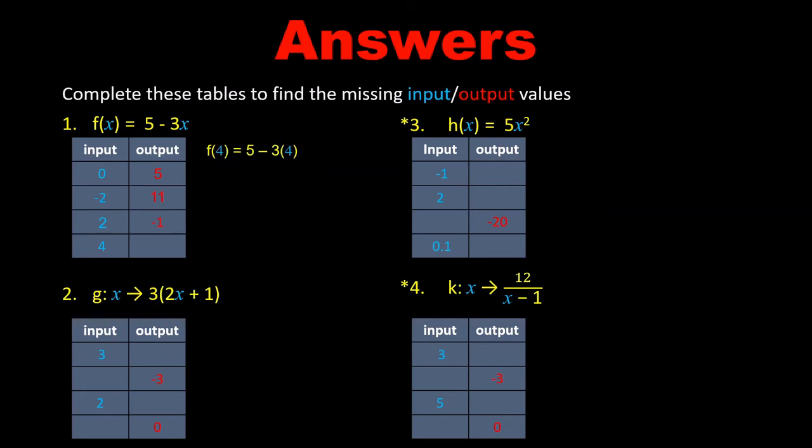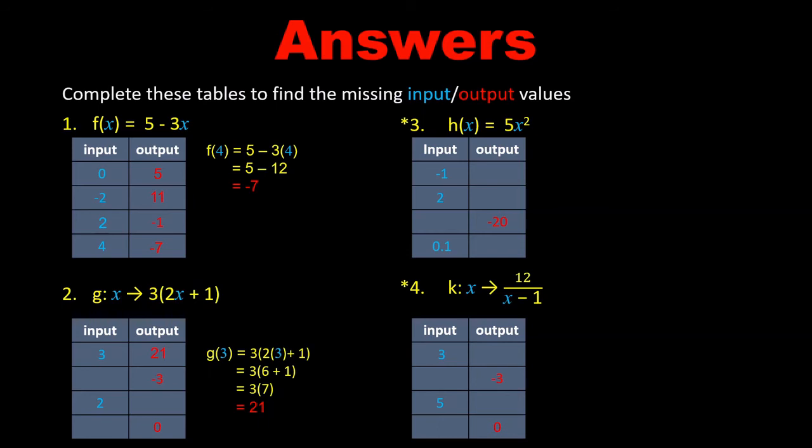Next, f of 4. 5 minus 3 times 4 is 5 minus 12, which is negative 7. So when the input's 4, the output is negative 7. Function g, g of 3 would be 3 times 2 times 3 plus 1. 2 times 3 is 6. 6 plus 1 is 7. 3 times 7, 21. So my output is 21 when my input is 3.